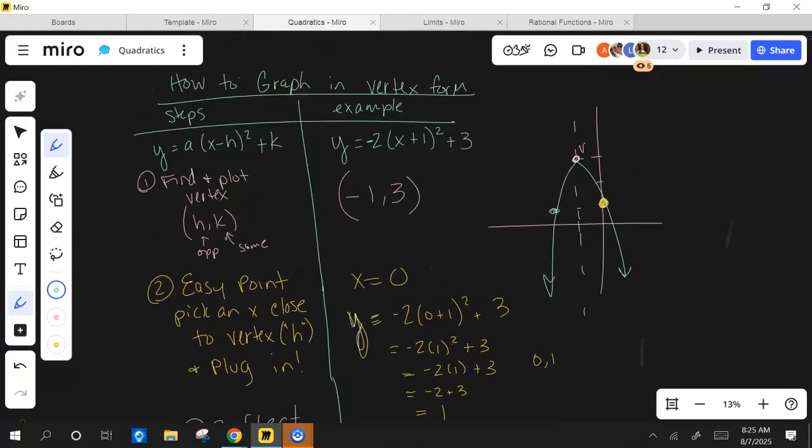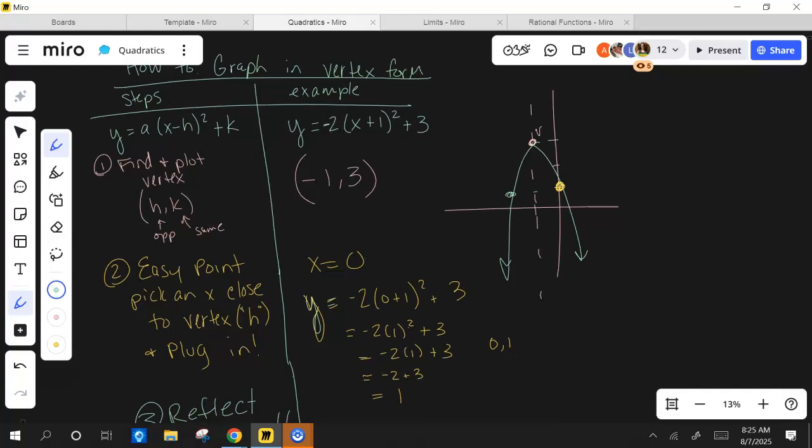While we're here, does this function have a maximum or a minimum? A maximum, right? Because it's opening down. So this would be my maximum. What did we say the coordinate was for the maximum? -1, 3. What is the maximum value of the function?